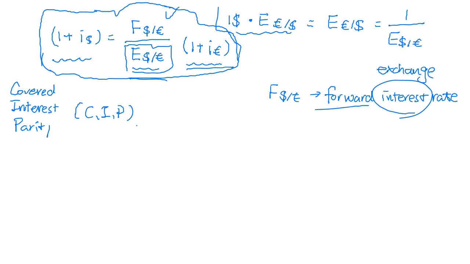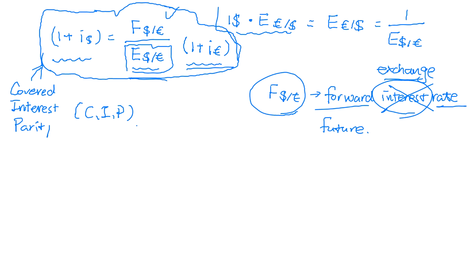What is the meaning of the forward exchange rate? It means the exchange rate in the future, right? And this is something we have to assume that we know, right? So this is a known variable here. Okay, so this is the meaning of the CIP.